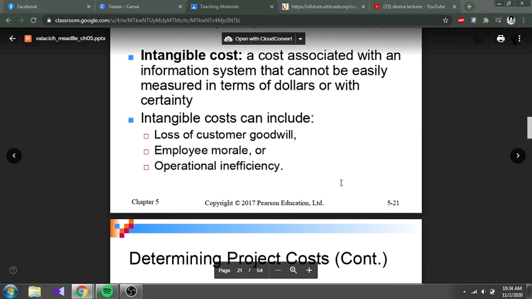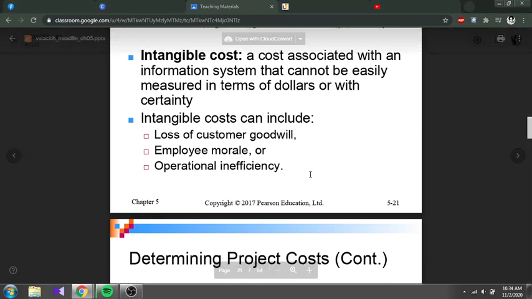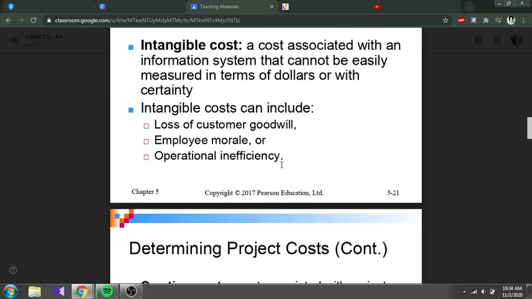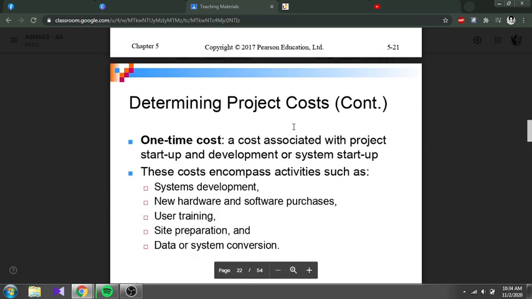Can be another things like, what else? Slower decision making. Okay. Alright, determining project cost.